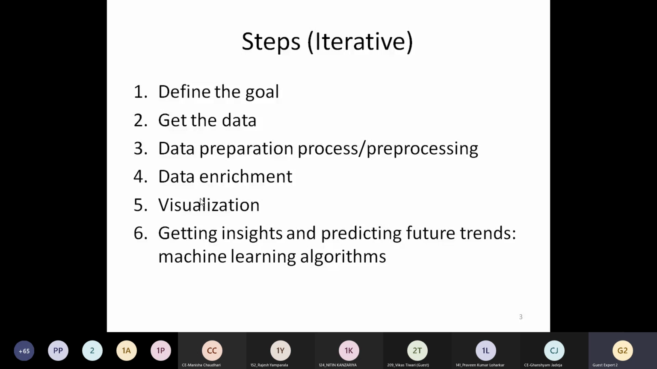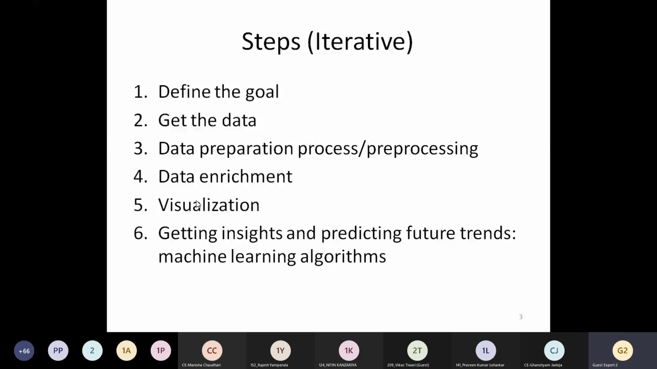Let's see, if you want to predict temperature, then after creating a model using a machine learning algorithm, you may predict the temperature. Or you may find out the relationship between two features. So that is the last step. In today's session, we are studying the sixth step.